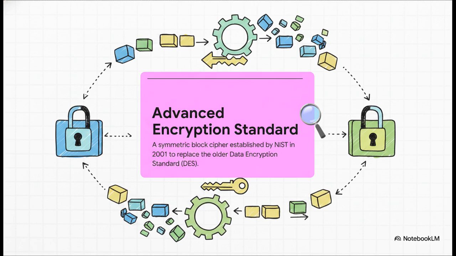Now, it's called a symmetric block cipher. I know, that sounds super technical, but it's actually pretty straightforward. It just means 2 things. 1, it uses the exact same secret key to both lock your data and to unlock it. And 2, it works by chopping your information into fixed-size chunks or blocks.